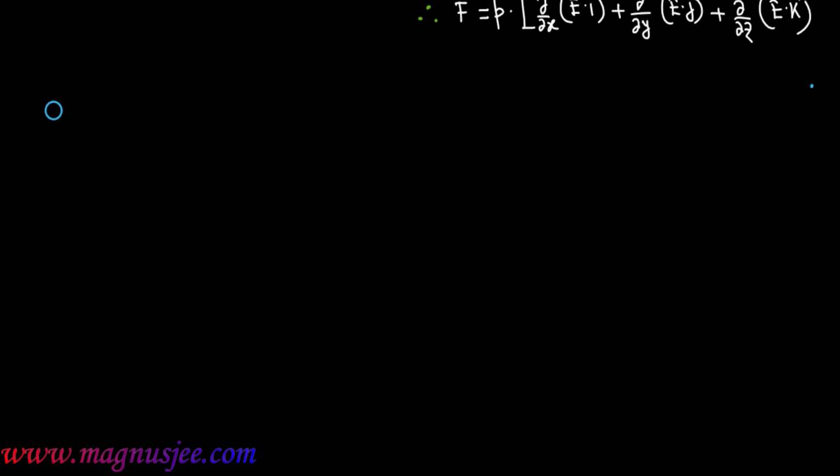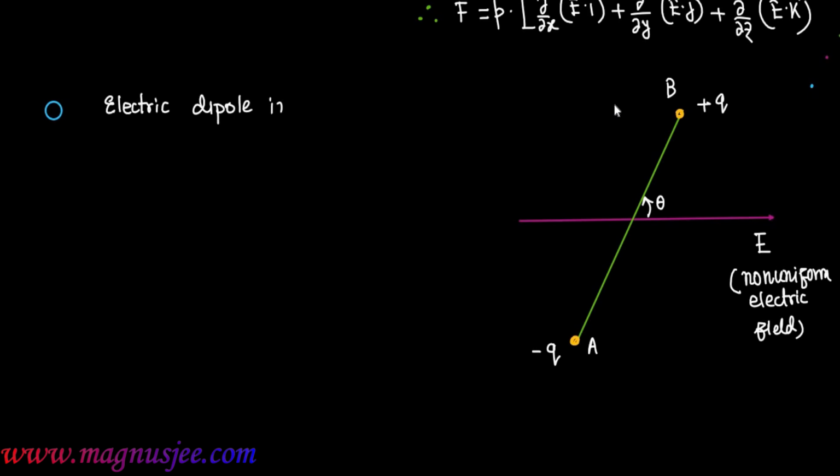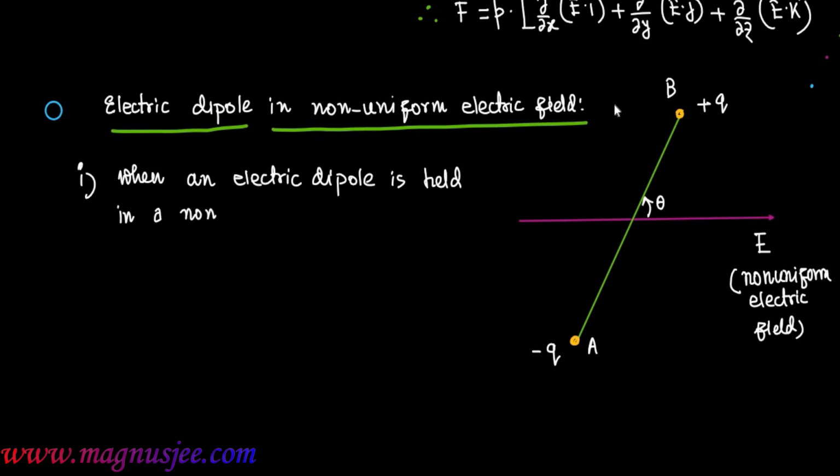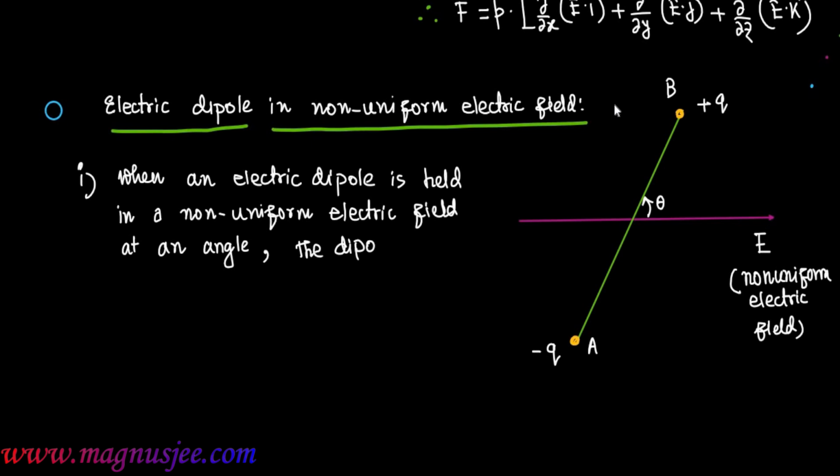Additional information. In the diagram, AB is an electric dipole in a non-uniform electric field. So, what will be the net force and torque acting on an electric dipole in a non-uniform electric field? When an electric dipole is held in a non-uniform electric field at an angle, the dipole will experience a net force and a torque also.